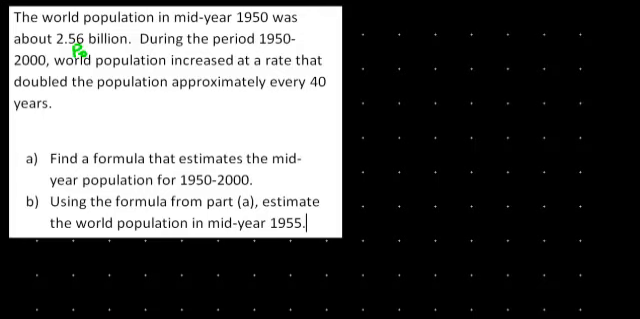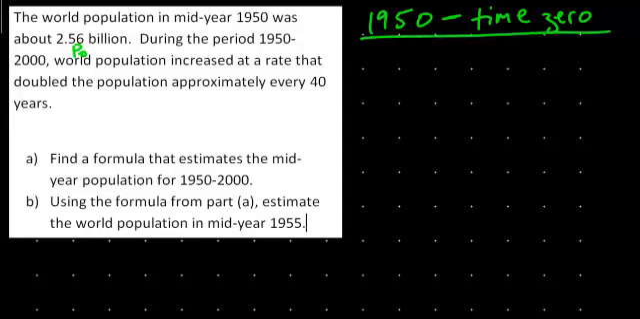Okay, so let's assume 1950 is time 0. Let me swing my computer around here so I can write a little better. So when t equals 0, that's going to be my 1950. Very important. If you don't do that, it muddies up the equations.